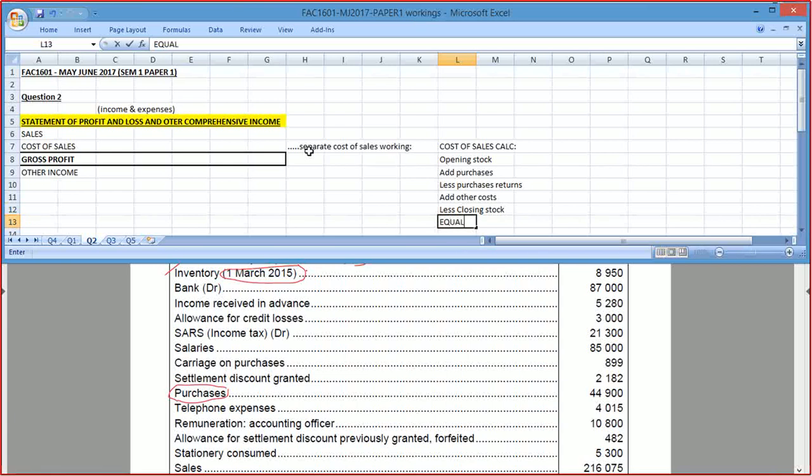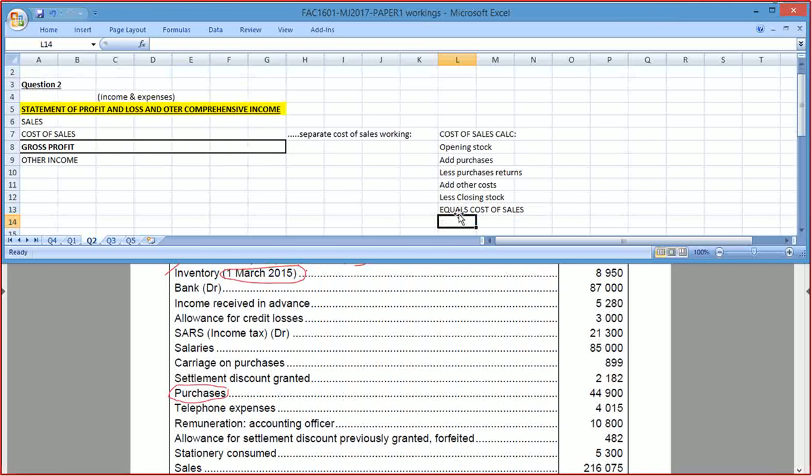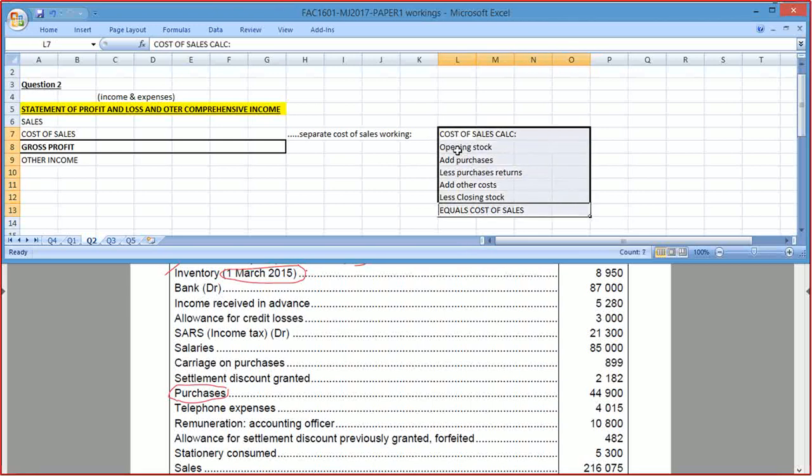Gives you costs of sales. Right, so I can see you did manage to draw this on your workings and that you did ahead of time. You had a cost of sale calculation with the formulas. That's important. That's good. Okay, so obviously inventory 1st March is opening stock, so I'm going to put 8950 there.